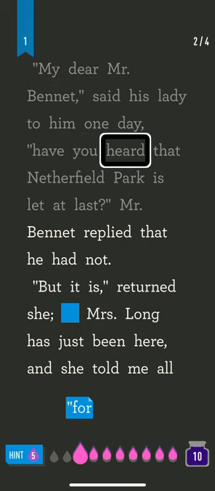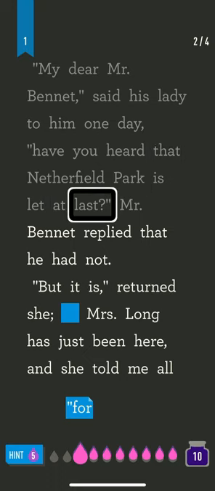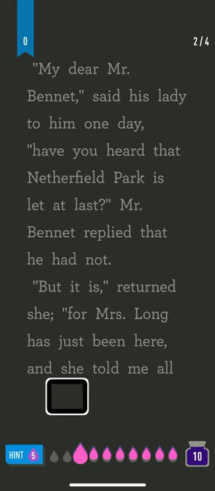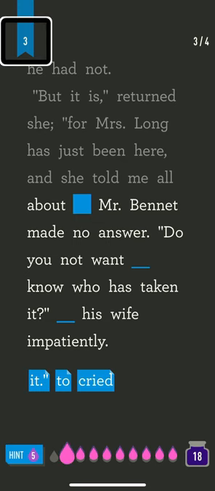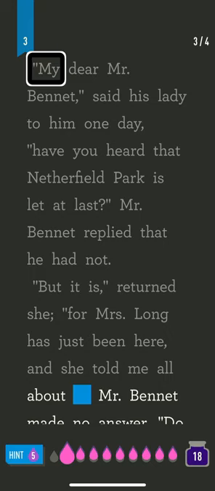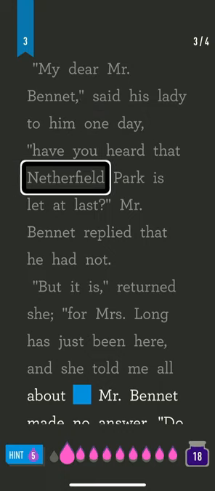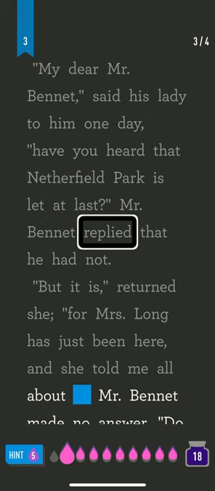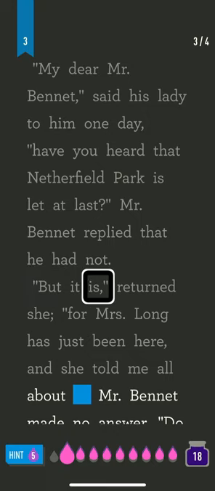My dear Mr. Bennett said his lady to him one day, "Have you heard that Netherfield Park is let at last?" Mr. Bennett replied that he had not. "But it is," returned she, "for Mrs. Long has just been here, and she told me all about it."